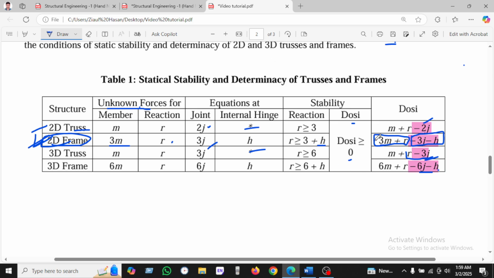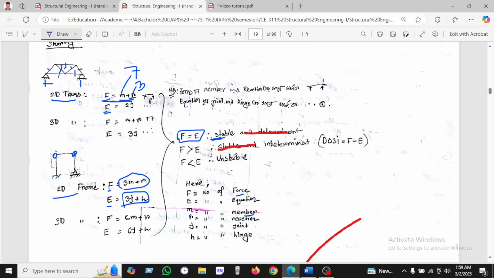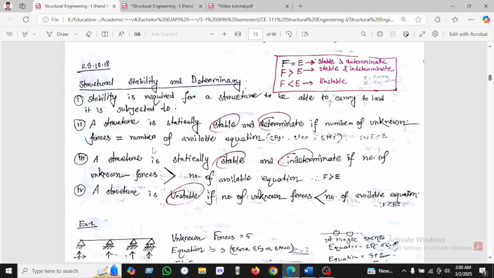So if this calculation is zero, then we can say this is stable. On the other hand, for the 2D frame, if the force portion is greater than the equation portion, then we can say this is indeterminate. If the force portion is less than the equation portion, then we can say this is unstable. Okay, so let's see another. This is the stable condition.